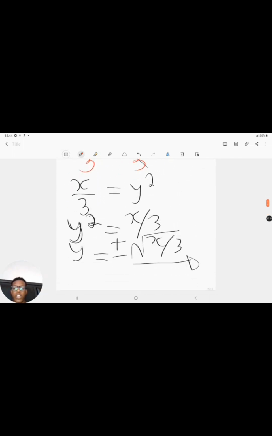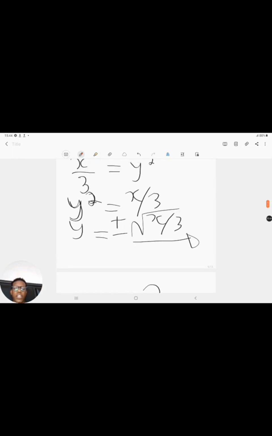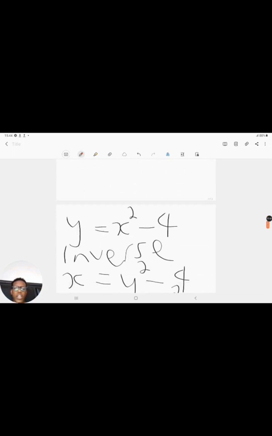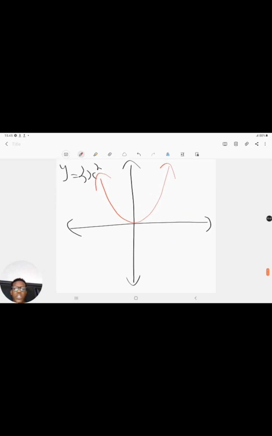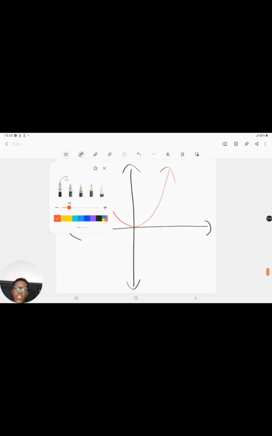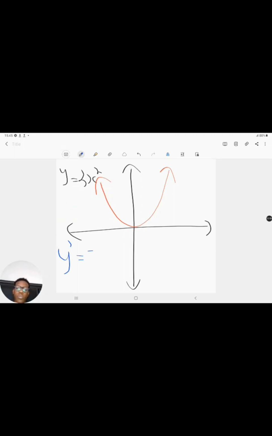Is this it? 3x squared. So the x is the square root of x over 3. Okay, so let's write the inverse. The inverse of this function, I want to say y inverse, is equal to plus minus the square root of x over 3. By the way, this is how you show that something is an inverse.